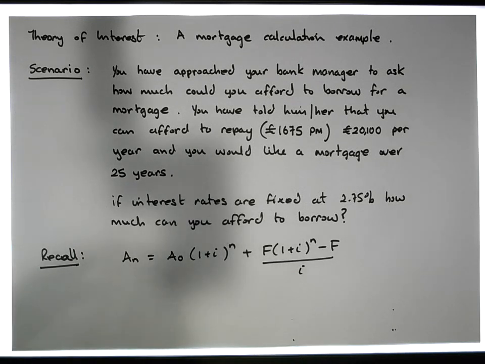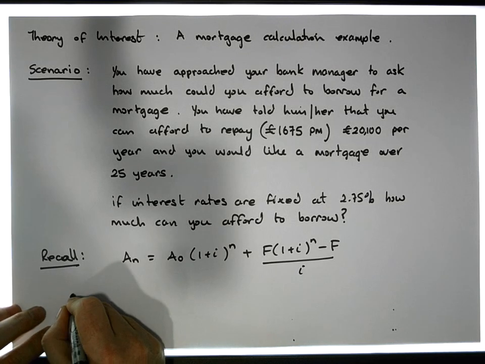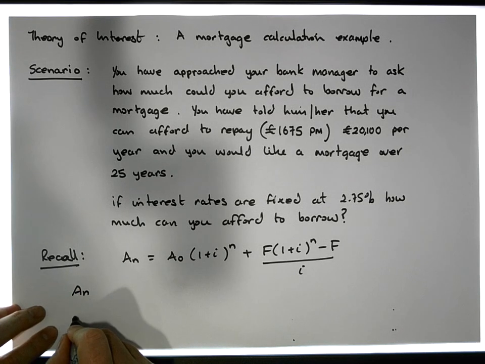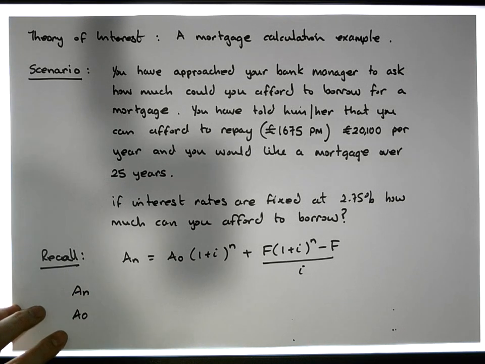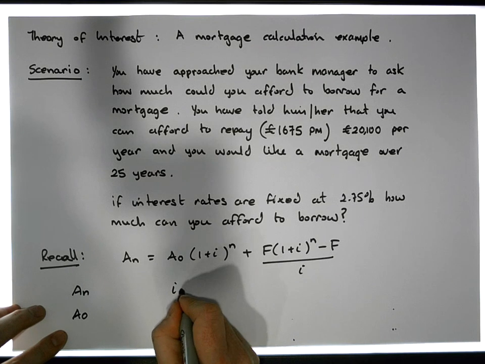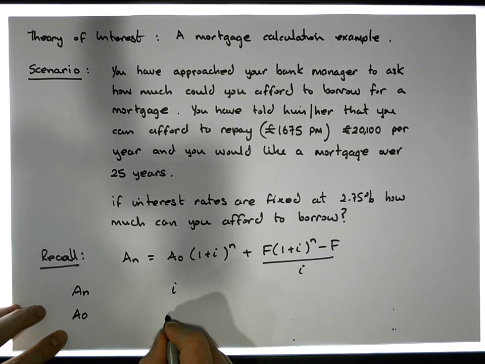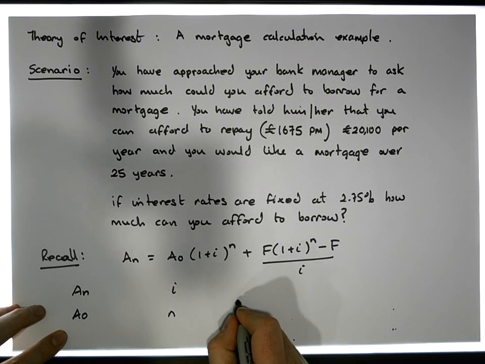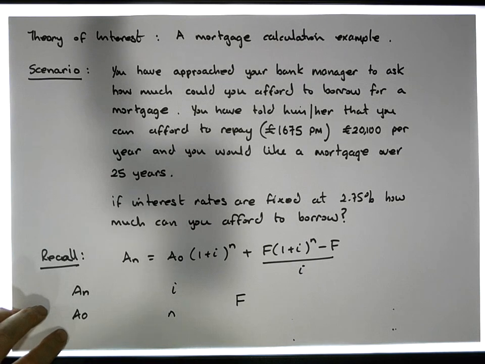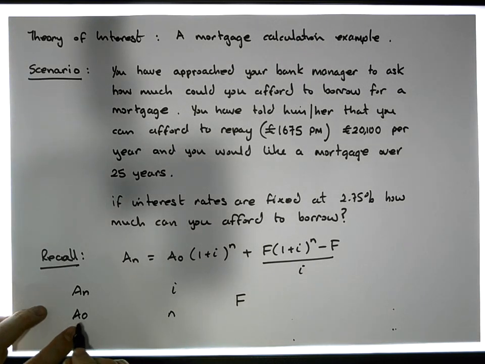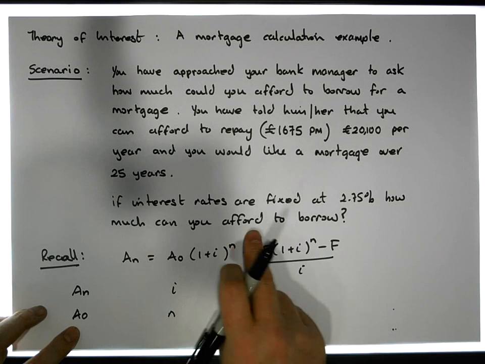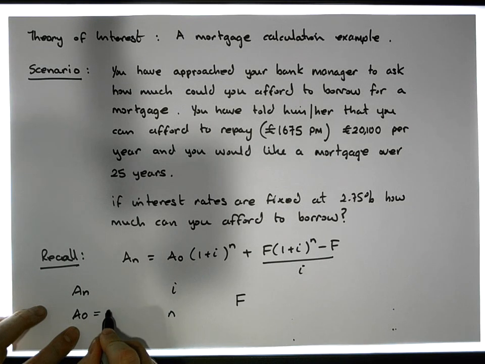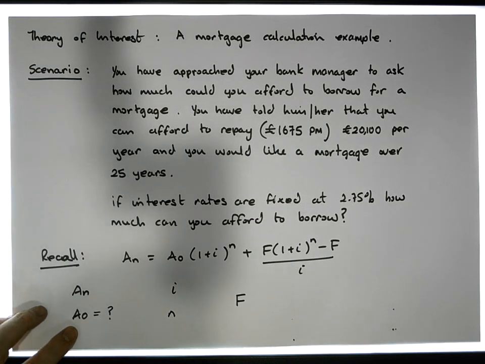So what have we got? What information do we know? Let's think about this. We don't know what A0 is, because that's what we really need to figure out. We want the bank manager to tell us how much we can afford to borrow. So A0 is question mark.